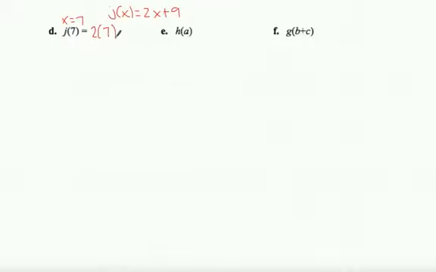So 2 times 7 plus 9. 2 times 7 gives me 14 plus 9. And so I have j of 7 equals 14 plus 9, and I can keep going and say j of 7 equals 23. I can see it written like this. I can see the answer is just 23, or I may see it written as a point, (7, 23), which means I plug in 7 and I get out 23.